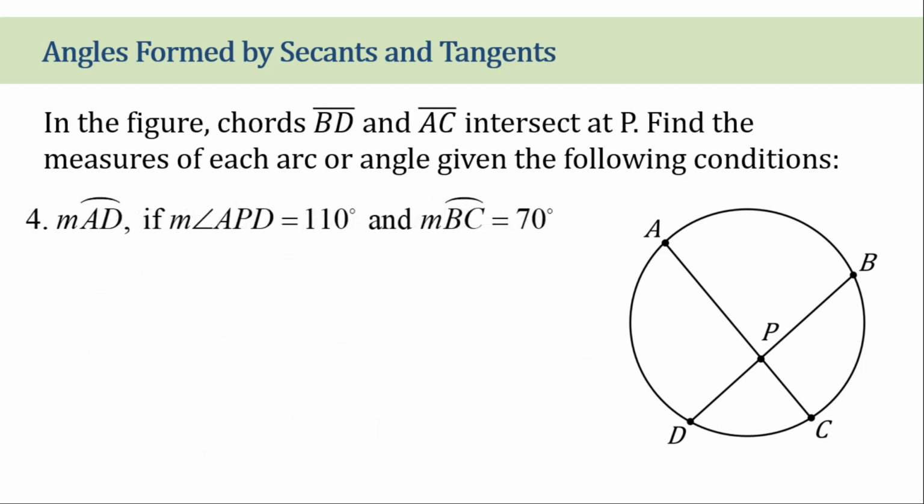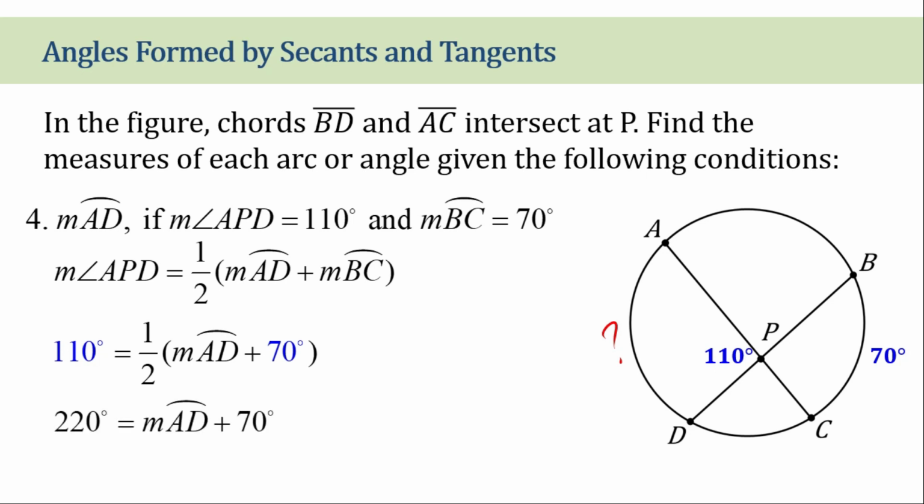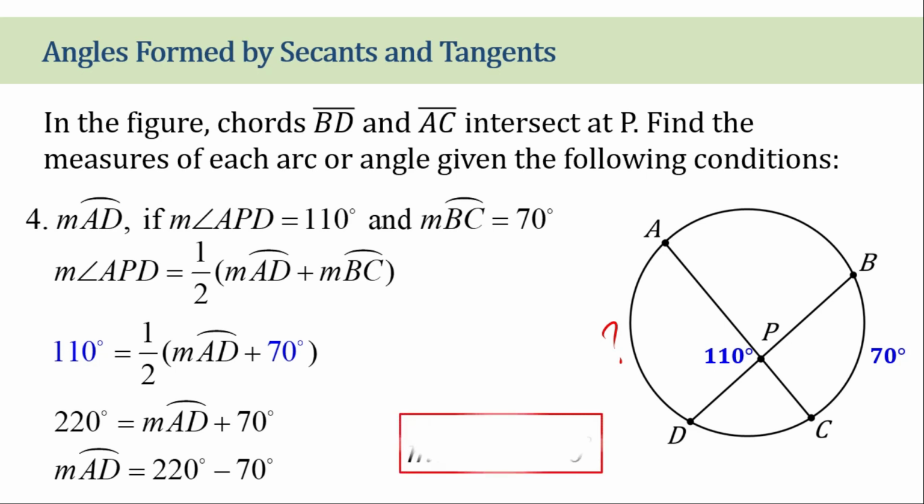This is a different type of question because the given are angle APB, which is 110, and arc BC, which is 70. Now we are asked to find the measure of arc AD. We know that the measure of angle APB is equal to 1/2 of the sum of arcs AD and BC. So that gives us this equation. Let's multiply both sides by 2 to eliminate 1/2. That gives us 220 is equal to the measure of AD plus 70. Now let's subtract 70 on both sides. Then we will get the measure of arc AD as 150.